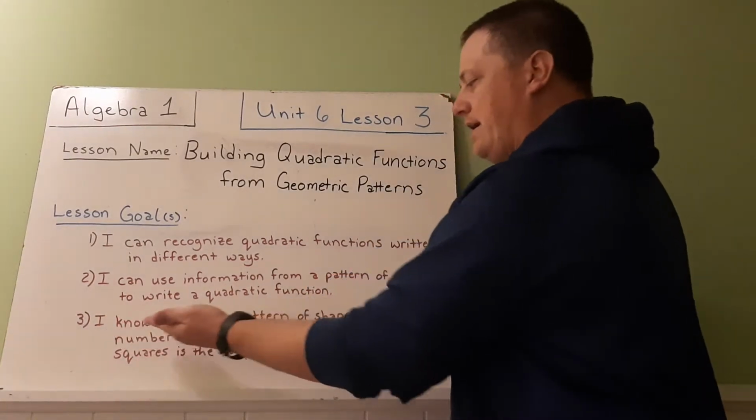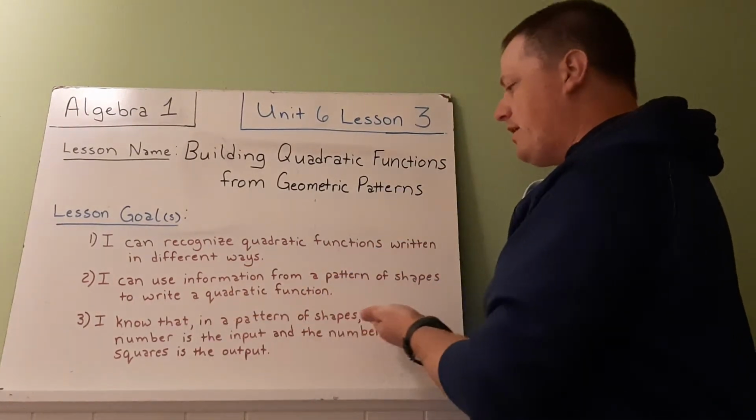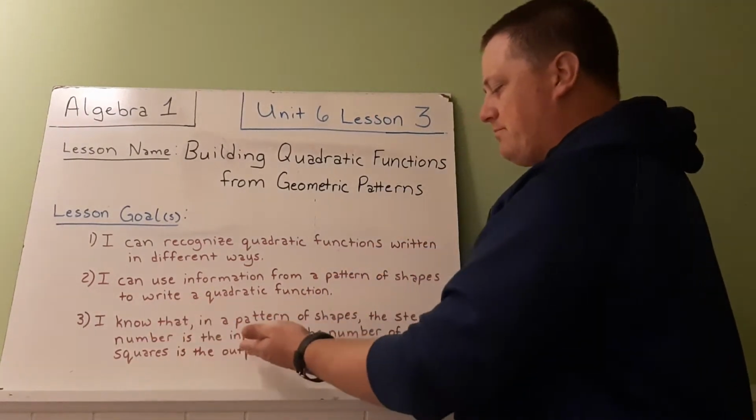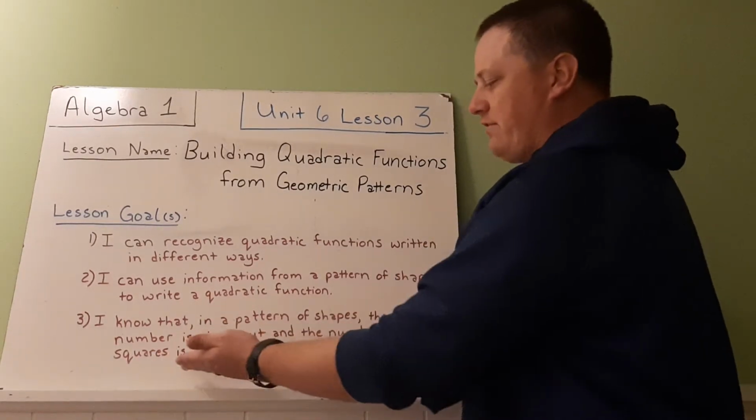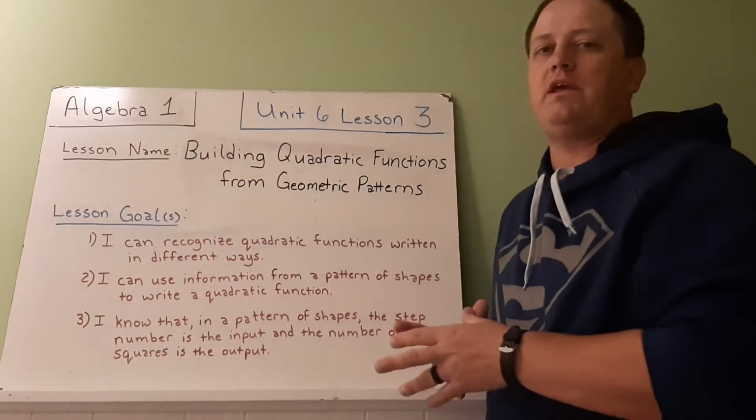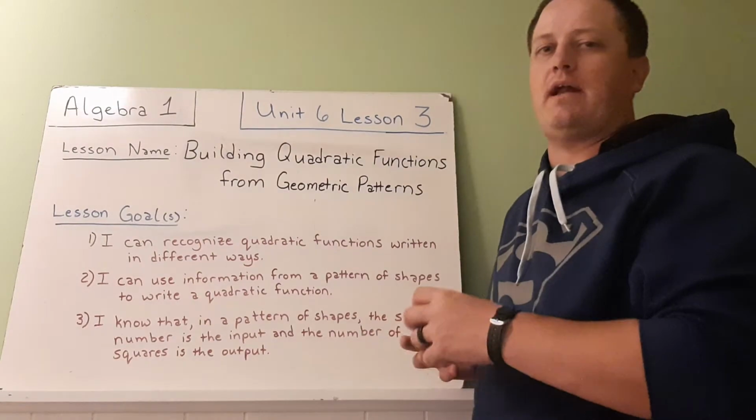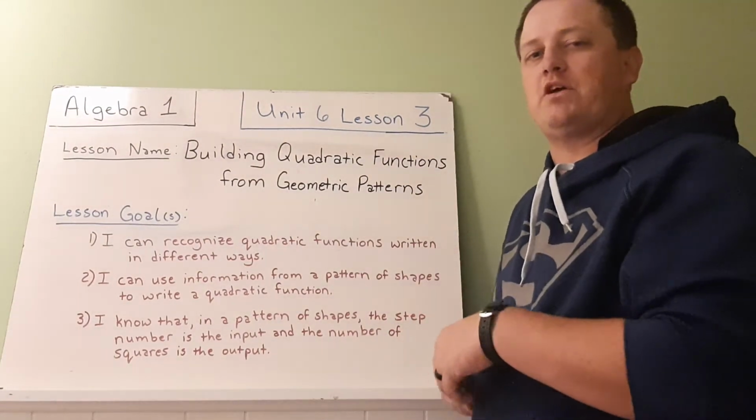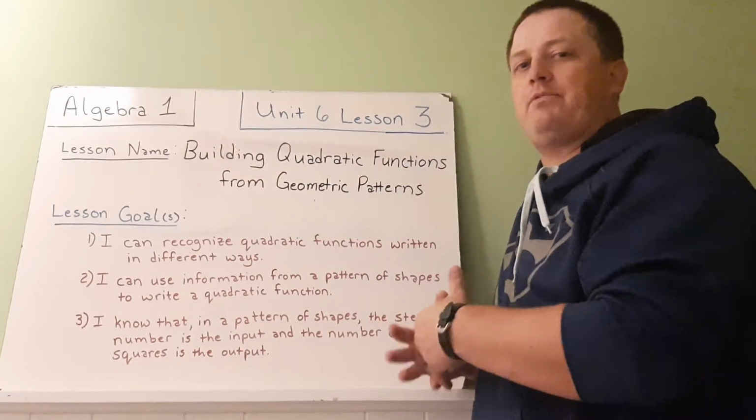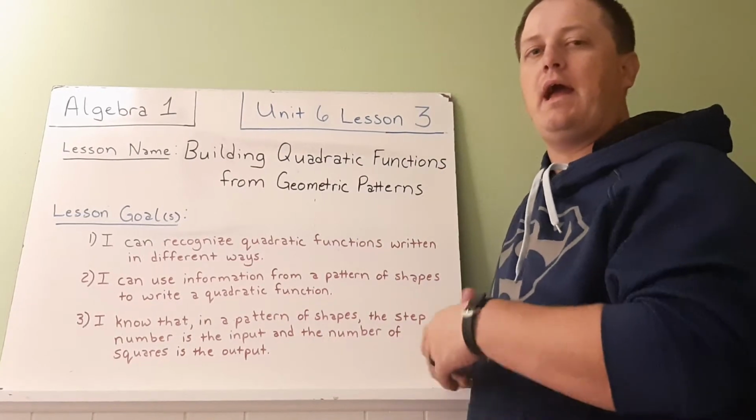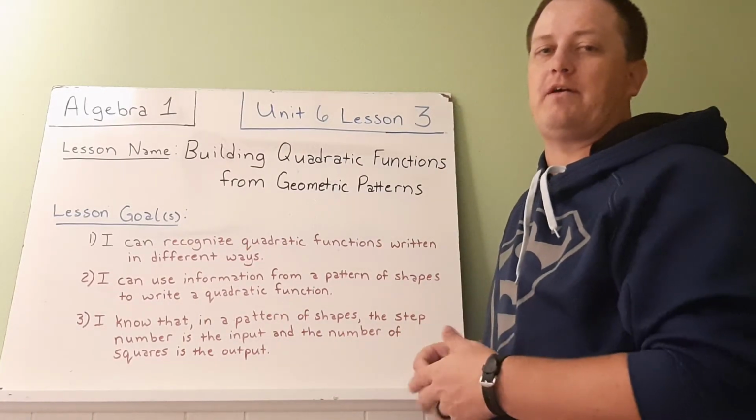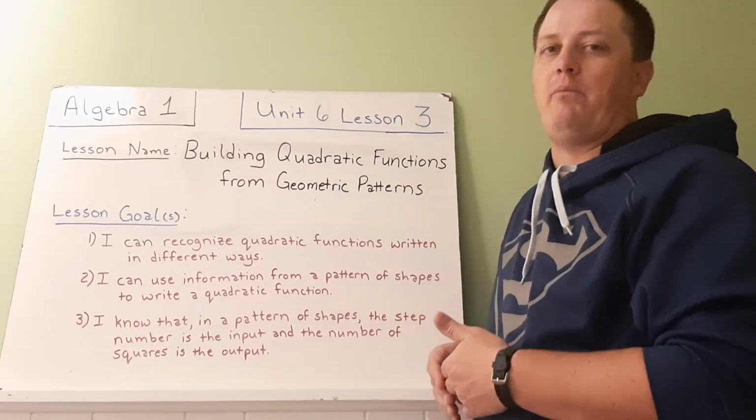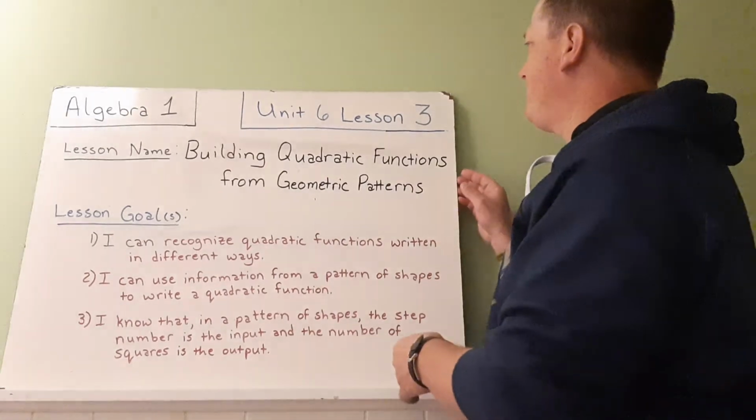And third, I know that in a pattern of shapes, the step number is the input and the number of squares is the output. So we'll be using shapes that are made out of squares. The step number, so first step, second step, third step, that's our input. And then the total number of squares is considered our output in these situations.